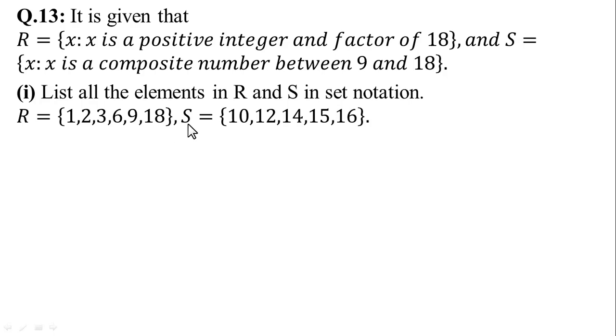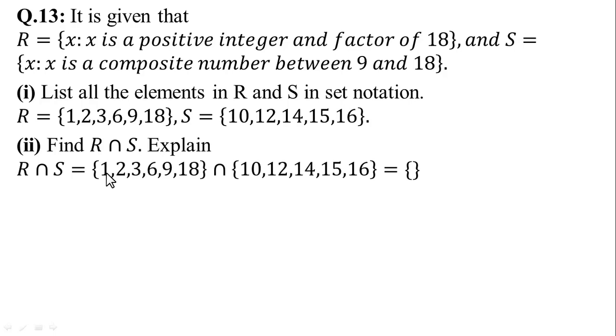Now the elements of S are the composite numbers between 9 and 18. So we have 10, 12, 14, 15 and 16. Now in the second part, we find R intersection S. R intersection S is equal to the elements of R intersection the elements of S. So we write the common elements in both sets. Here we can see that there is no common element in both sets, so that is the empty set.